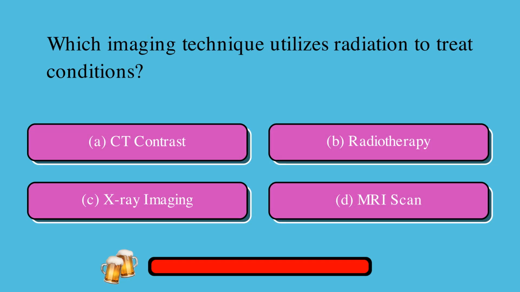Which technique utilizes radiation to treat conditions? A. CT contrast, or B. Radiotherapy, or C. X-ray imaging, or D. MRI scan? The correct answer is B. Radiotherapy.